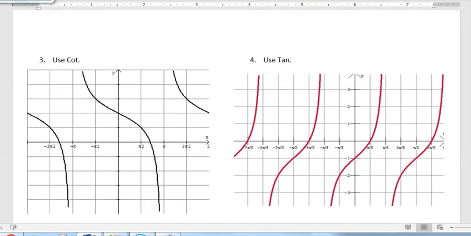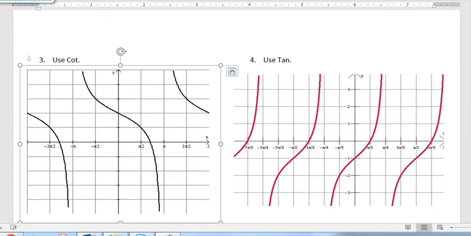I like to use this one using cotangent. So first I'm looking for those asymptotes because that's going to help me decide what my current period is. So here and here. Normally the period would be pi, but it's going from negative pi to pi. So I do have a current period of 2 pi.